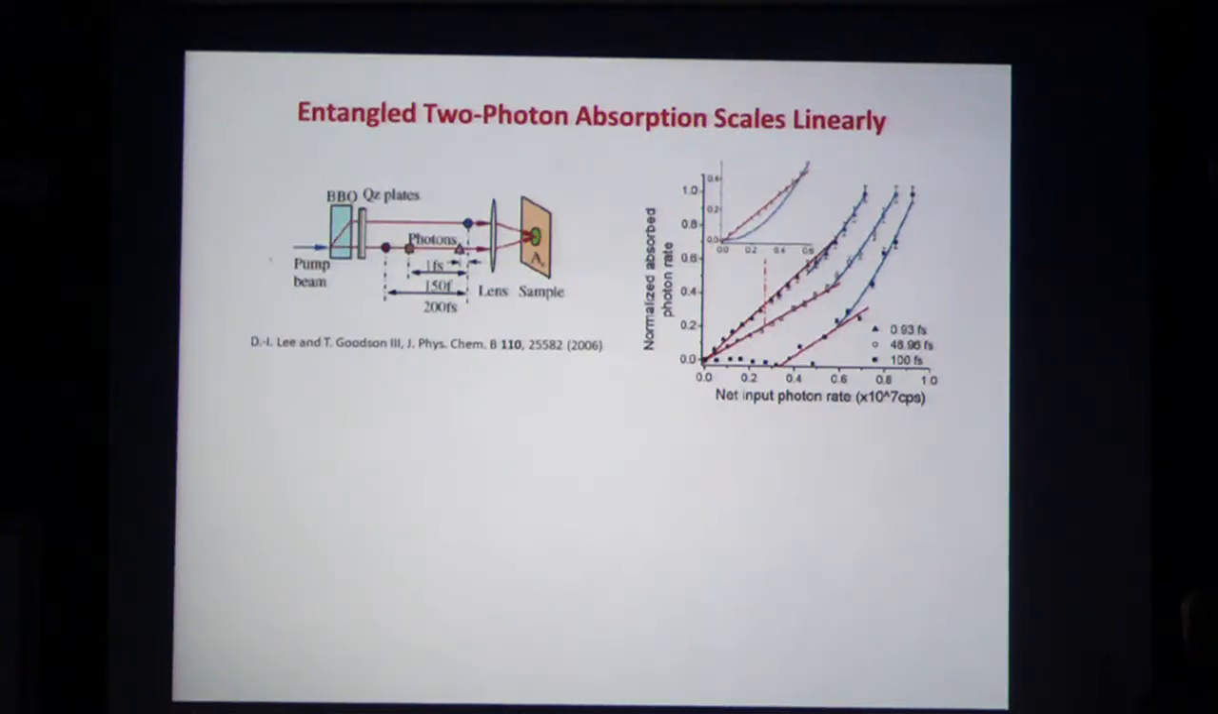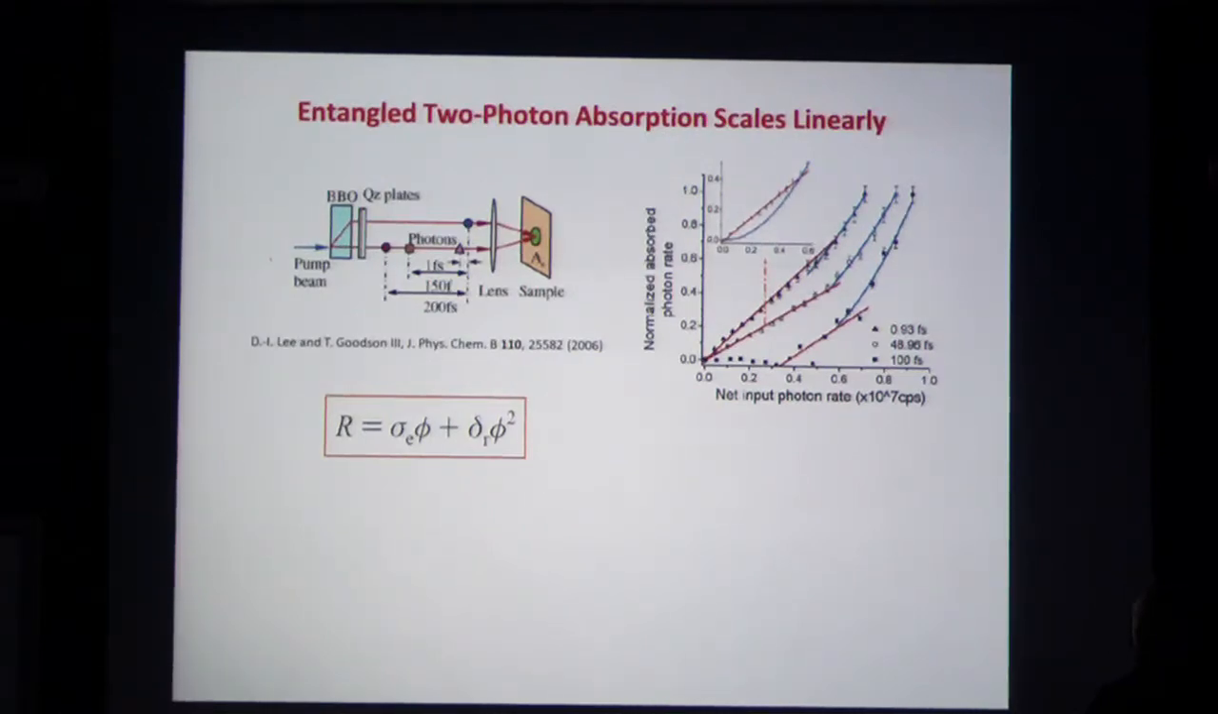This is important because in typical experiments with two photon absorption, we will always see this quadratic behavior if we use classical light. Classical light means there is no correlation in time. And if the photons are correlated in time, we will get a linear response. So typically, this rate of absorption can be written as a cross-section that depends linearly on the flux of photons, plus another term that depends quadratically on the photon flux.